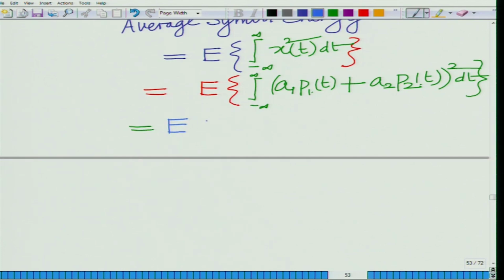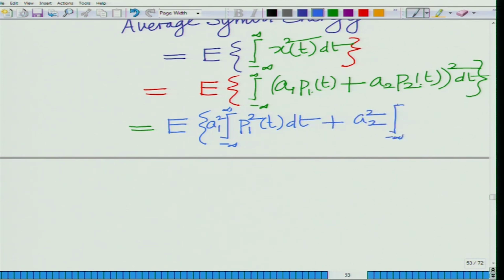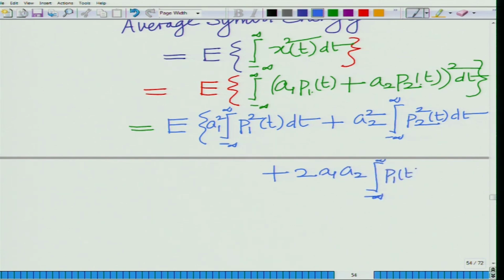the expected value of the integral from minus infinity to infinity of A1 square P1 square t dt, plus A2 square times the integral from minus infinity to infinity of P2 square t dt, plus twice A1 A2 times the integral from minus infinity to infinity of P1(t) P2(t) dt.